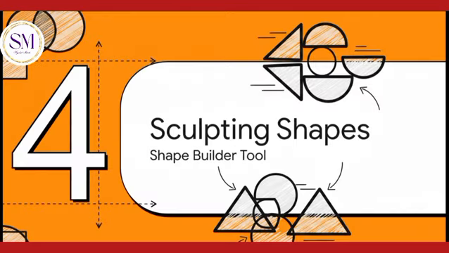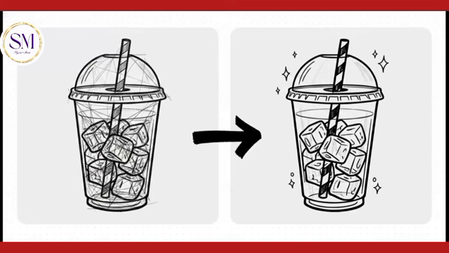Section 4, Sculpting Shapes, Shape Builder. All right, we've got our basic lines and perfect symmetry. Now we have to deal with complex proportions and overlapping paths. Imagine we're building ice cubes sitting behind a patterned straw all tucked inside our coffee cup.